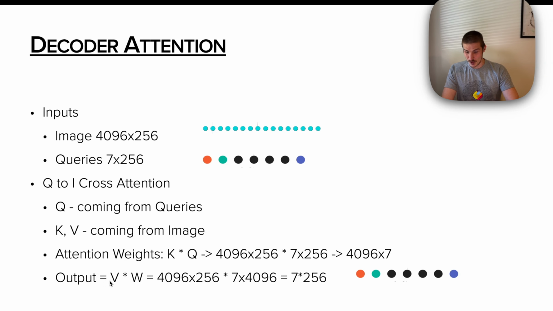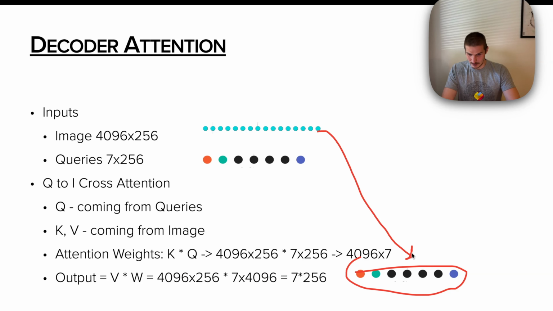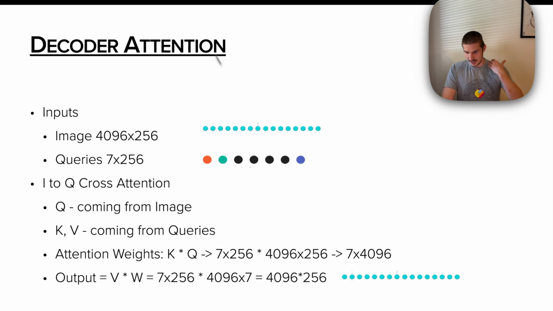To get the output, we again multiply value. So value is 4k by 256. We multiply it by our attention weights matrix. Now this 4k dimension crosses out and we get 7 by 256 out. So this query output we basically get as a weighted sum of this image embedding. And this is query to image cross attention.